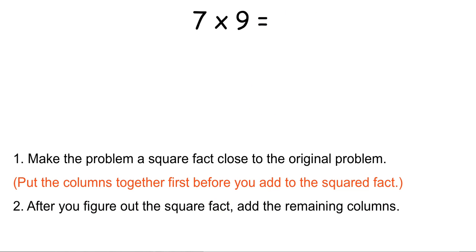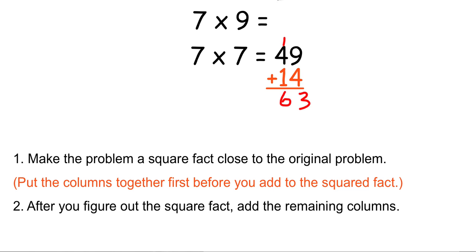Looking at our next one here, 7 times 9. 7 times 9, we're going to use a square. What's the square that we're going to use? Yep, we're going to use 7 times 7, which is 49. And we still have 2 columns left, because you can tell the difference between the 9 and the 7 is 2. So 2 columns of 7 would be 14, wouldn't it? 2 columns of 7 would be 14. And then I go ahead and add that up. I get 63. And that's our answer there.